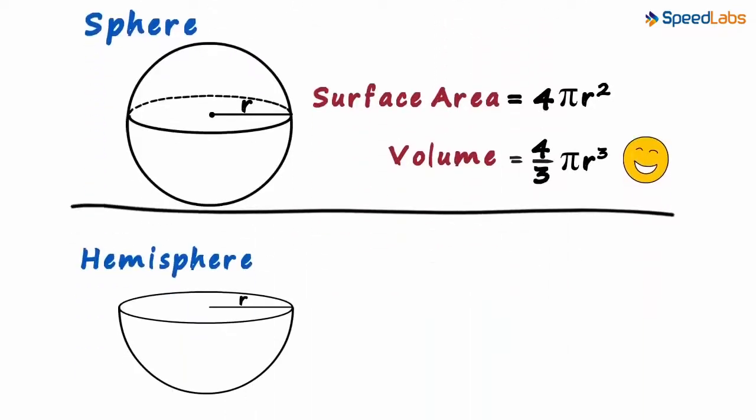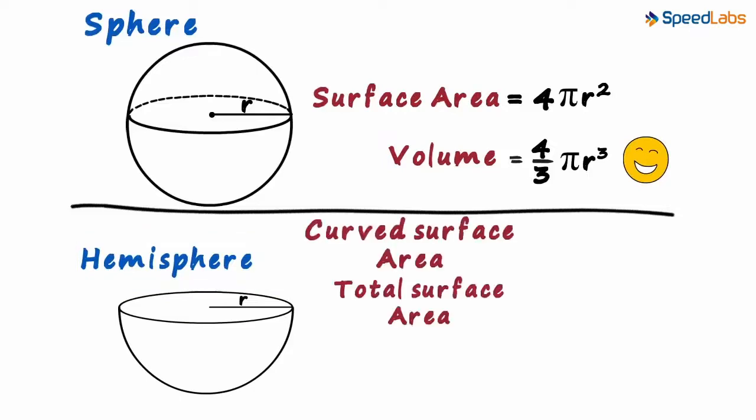What do you notice looking at the hemisphere? The first thing you should notice is that it has a flat surface and a curved surface. This tells us that unlike the sphere, the hemisphere will have a different curved surface area and total surface area. Let's look at the curved surface area first.